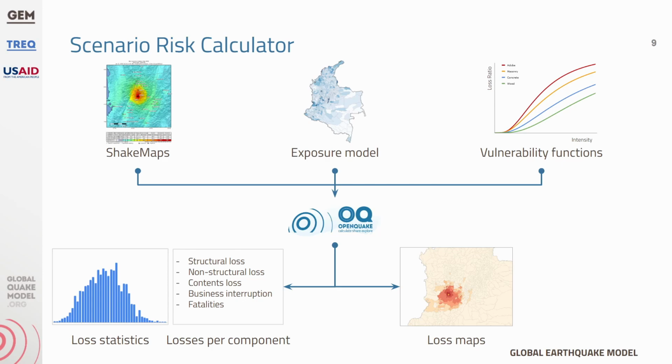The ground motion fields can be generated from a finite rupture, as we have done in previous exercises, or OpenQuake can actually use pre-computed ground motion fields, such as the USGS shake maps.